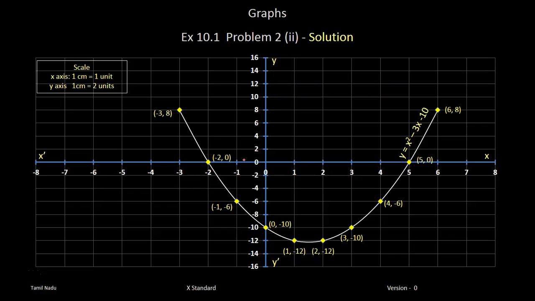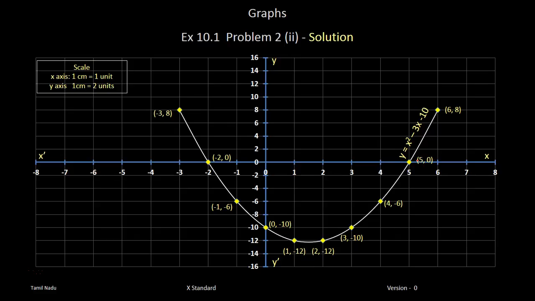Let me draw the graph. Here we have the graph. As you can see, it cuts the y-axis here and it cuts the x-axis at this point 5, 0 and minus 2, 0. So that is, x is equal to minus 2 and x is equal to 5 is a solution.